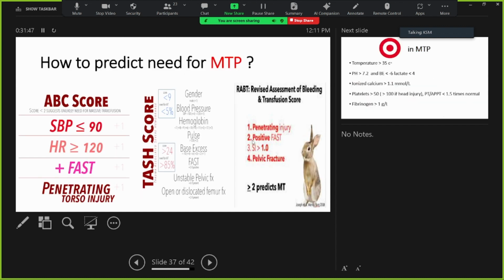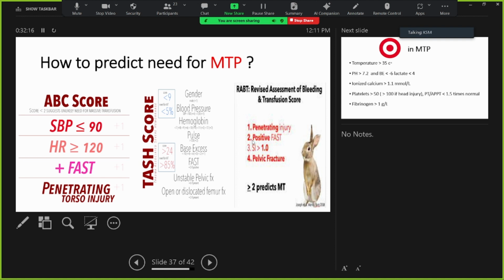There are a number of scoring systems to predict this. So when you receive a patient, if the patient has these parameters, you need to activate the massive transfusion protocol. Usually in our setting, we use the ABC score. If you have 2 or more of these items, we tend to start the massive transfusion protocol.